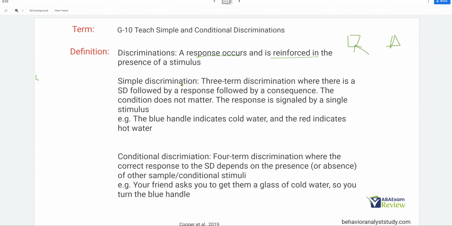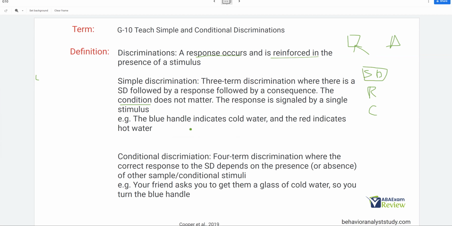And so when we talk about simple discrimination, we're talking about our three-term contingency. You have the SD, which is point to square. You have the response, which is you point, and then the consequence. The condition doesn't matter. If I tell you to point to square and you point to square, you get reinforced. There's no specific sample, there's no specific condition or setting that's going to affect this discrimination. The response is signaled by a single stimulus, which is the SD.